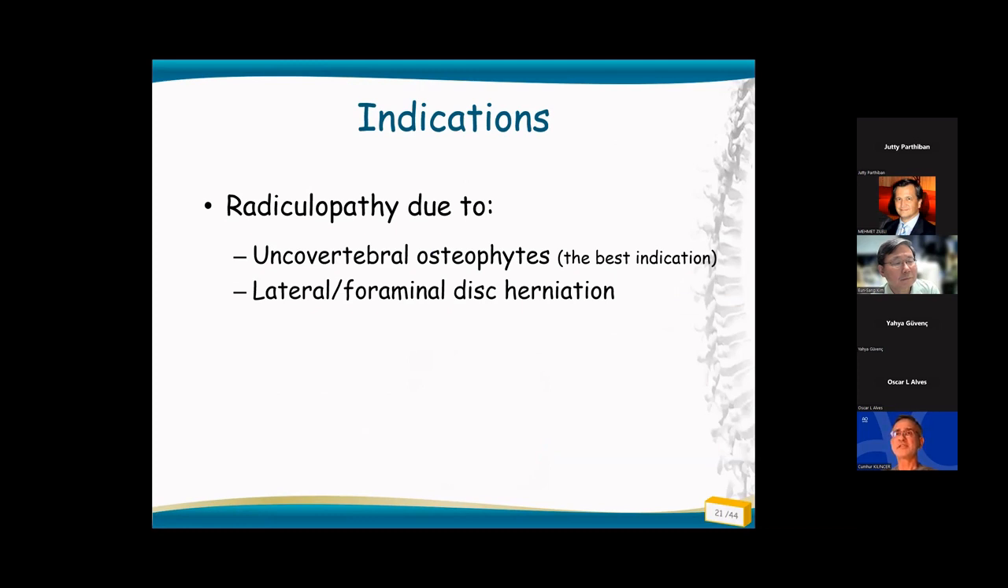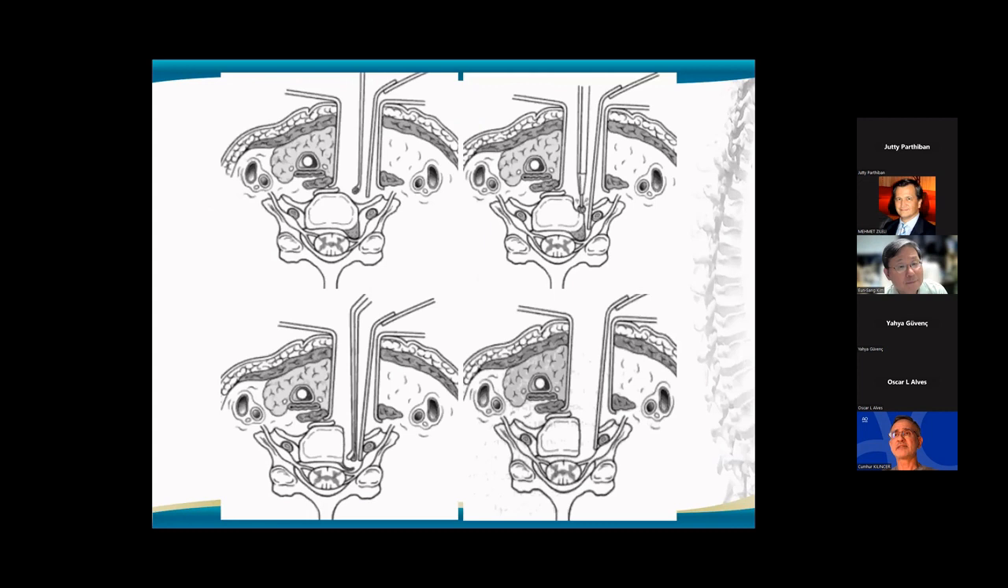The best indication for anterior microforaminotomy is uncovertebral osteophytes. You can remove lateral foraminal disc herniations with that technique also. I will show an example, but posterior foraminotomy is a much more preferable technique for that kind of indication. So although you can remove the disc, uncovertebral osteophytes are the best indication for that technique.